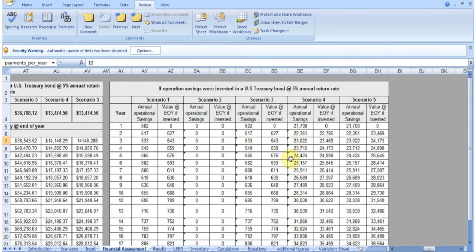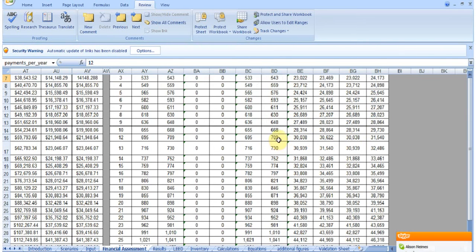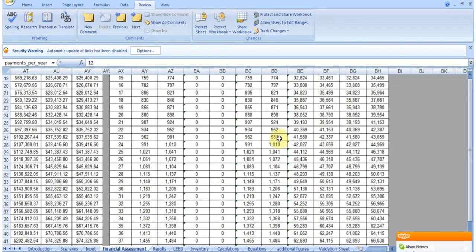goes to say that you're investing your operational savings, meaning once you start making money back on the scenarios you've implemented, and then you invest that money that you're saving versus a baseline scenario into this U.S. Treasury bond, the additional cash flows that you'd be receiving. And again, this is outlined in years. Value at EOY, end of year, if invested. You can see year 1, you have not made any money back. So there are no operational savings. The operational savings begin to build up, and you begin to receive some cash inflows.